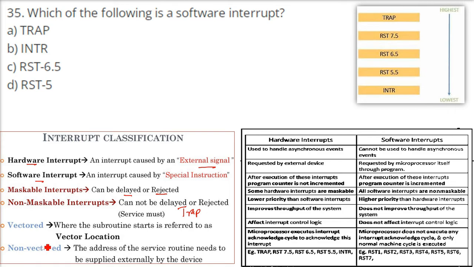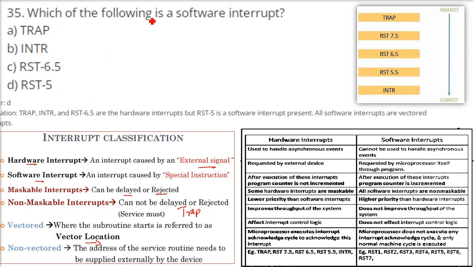Vectored and non-vectored. Vectored means the location where the subroutine starts is known. If the location is known, we call it vectored. If we don't know the location, and the address of the service routine needs to be supplied by the device, then we call it non-vectored. So the answer here is D, RST5.